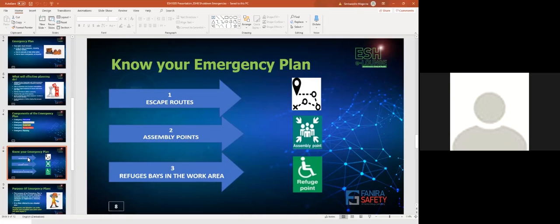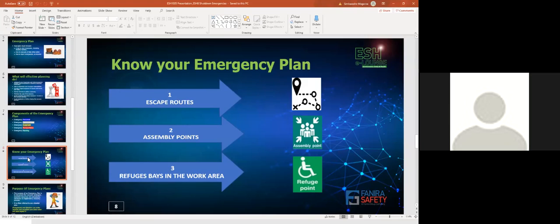And also, there's one thing that is usually left behind, that's our refuge base in the work areas. Let's always ensure that our refuge bases are in place, and that we have monitoring to always ensure that the components that should be at the refuge base are in place, and that these three things are known. So let's always know that our emergency plan is effective.